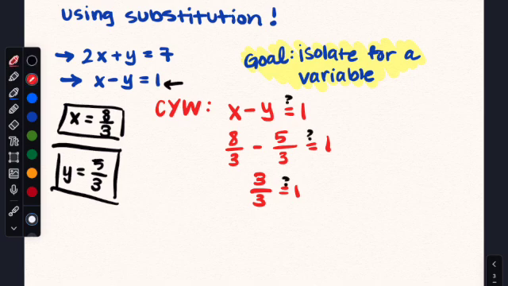Same ideology as before. Since we have a fraction 3 over 3, fractions, another way to write it is through division. So we're going to have 3 divided by 3. And does that get us 1? It does. So it seems like this solution also works for this equation. Therefore, using substitution, the solution for these two equations are going to be 8 over 3 and 5 over 3.